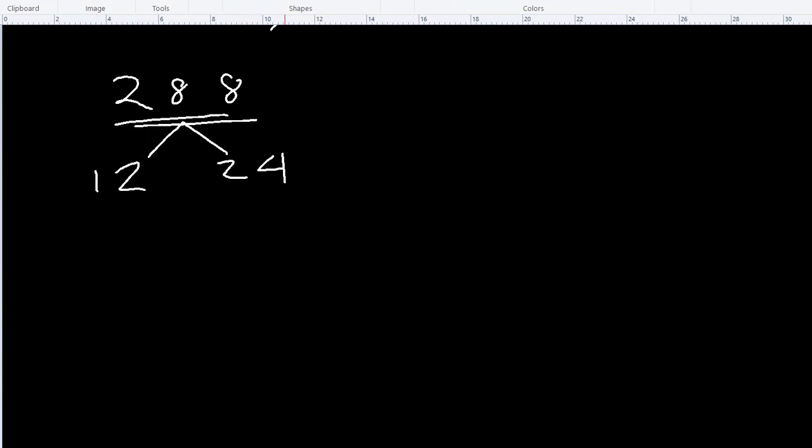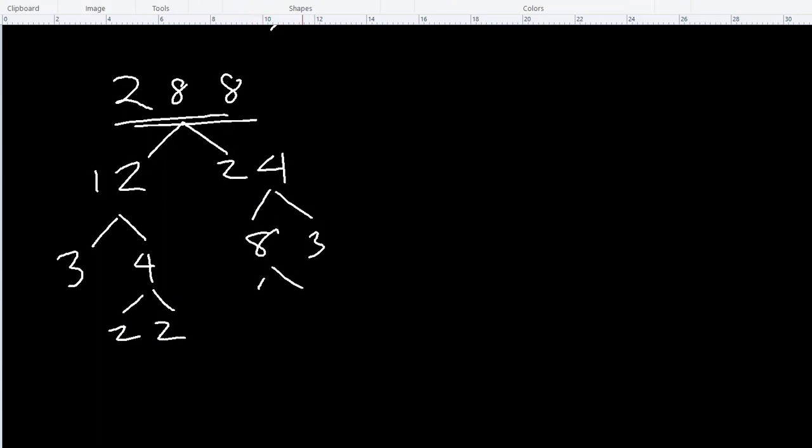In total, how many factors does 288 have? We want to find its factors. In such a case, what do we do? We carry out prime factorization. So it is 12 times 24. Then we can again do it: 3 times 4 and 2 times 2. 24 can be 8 times 3. Then we can do 2, 2 and 2.